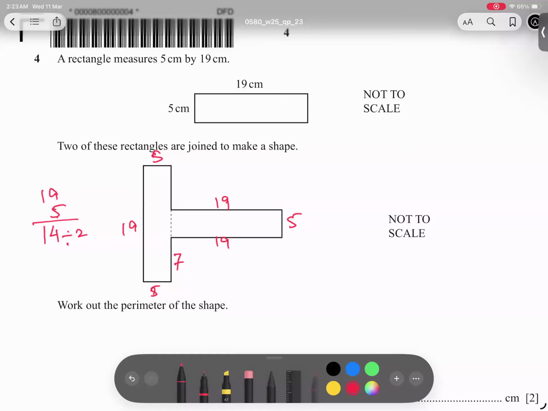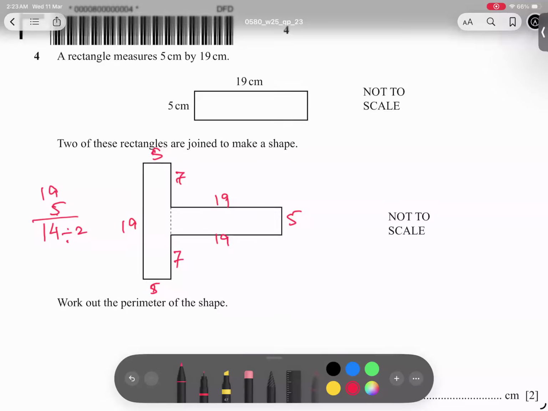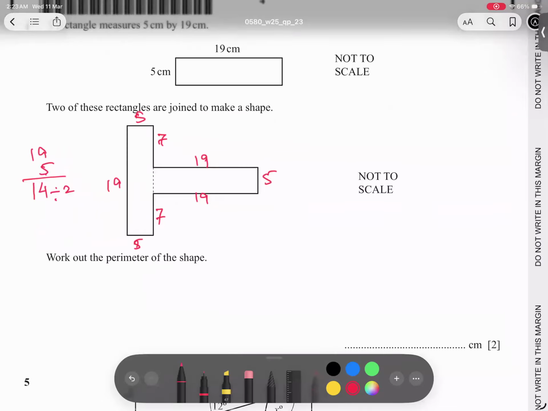Okay, so this 7 is this 7. And what is the perimeter, students? Perimeter is so simple to get. How many 19s? This 19, this 19, and this 19. So I'm writing 19 times 3. And then how many fives? One 5, second 5, and third 5. So 5 times 2. And how many sevens? 2, so 7 times 2. I hope the concept is clear.